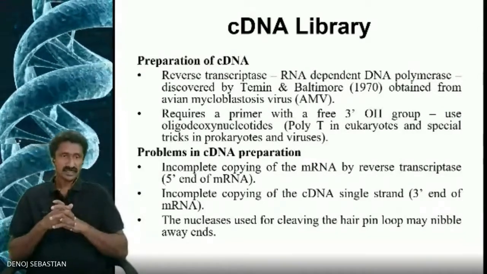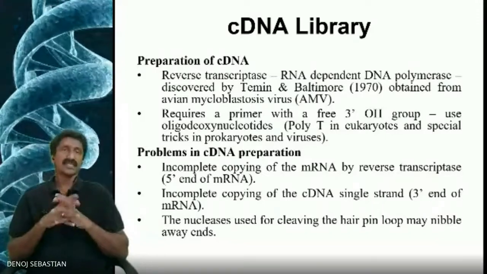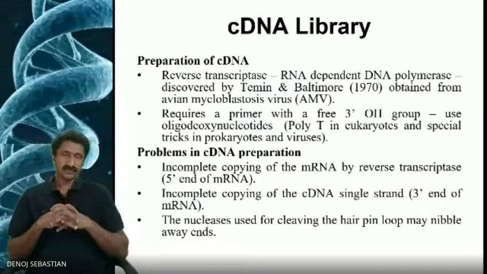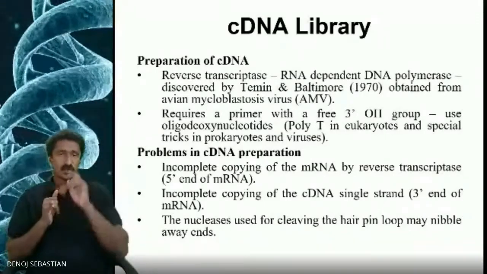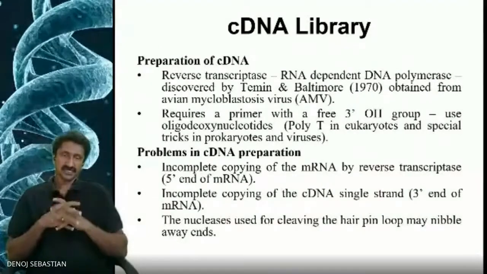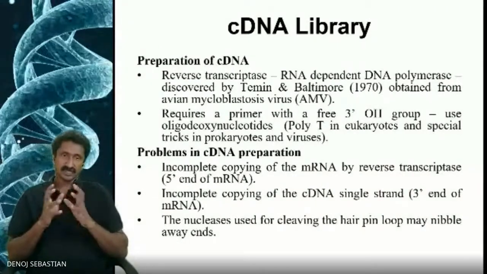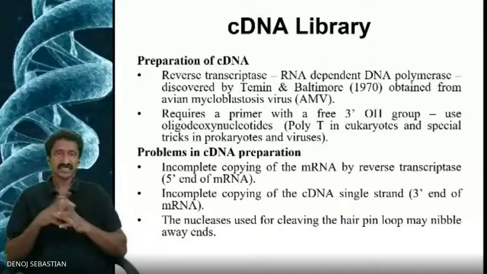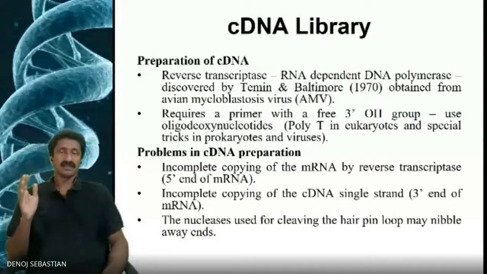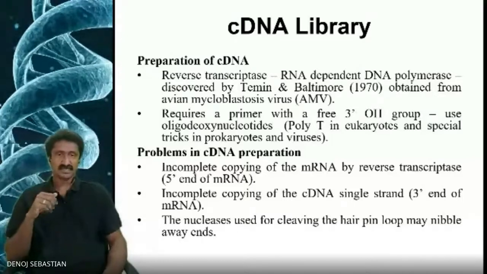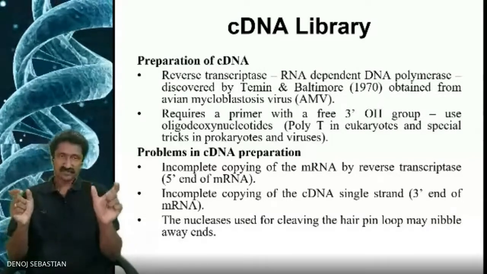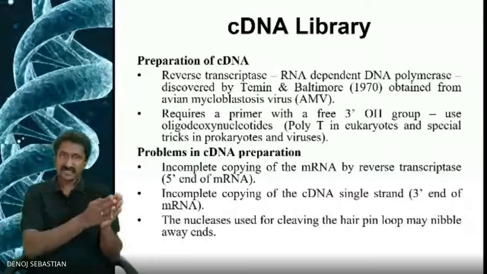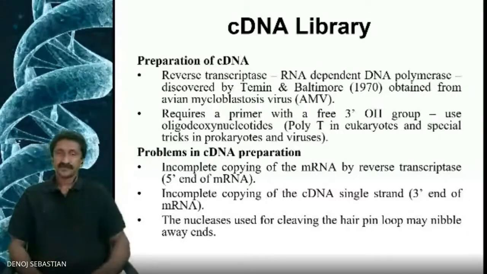mRNAs. Now there is a problem with cDNA preparation. There are some problems reported. One is the incomplete copying of the mRNA by reverse transcriptase. That means if the mRNA is incompletely copied by the reverse transcriptase, the 5' end of the mRNA will be missing. So starting from the poly A tail, from that end, it will start copying.